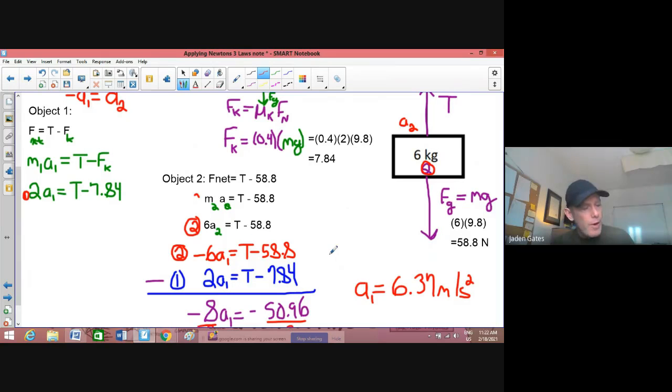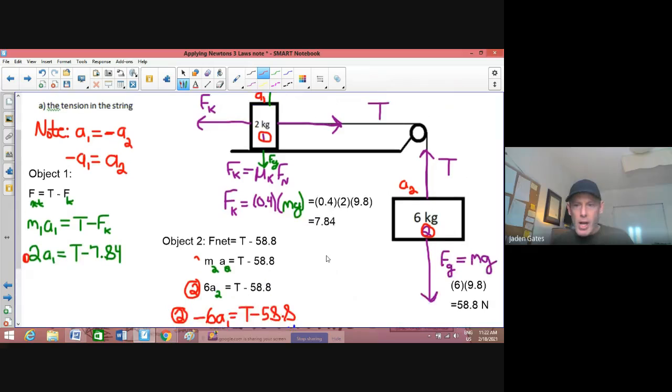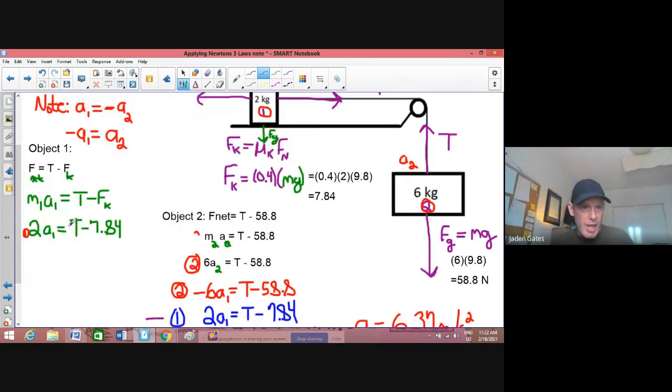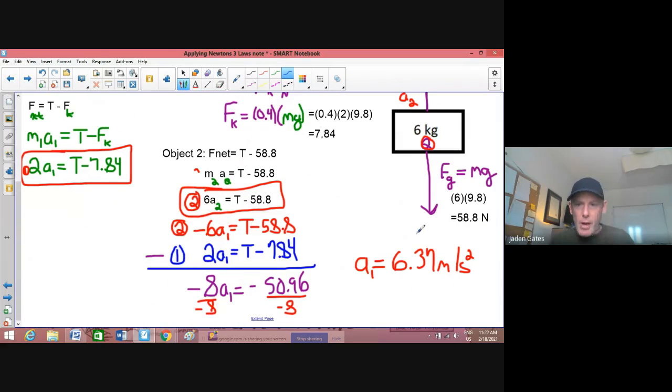We're trying to find the tension, right? Well, we have two formulas for tension. We have this one here, or we have this one right here. I can use either or. So I'm going to use this one here because it's out of the way. And again, I'm going to use the fact that A1 is 6.37. So subbing back in, 2 times, because now I do know what A1 is, 6.37, equals T minus that 7.84.